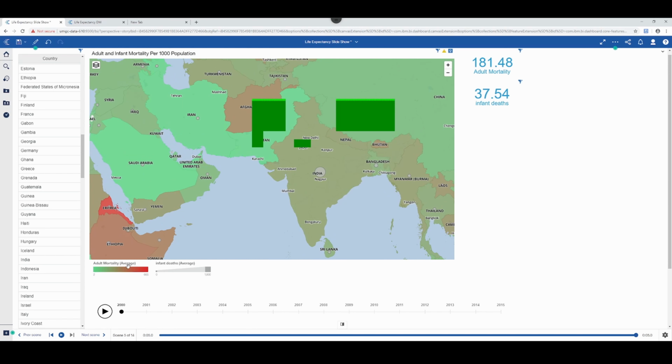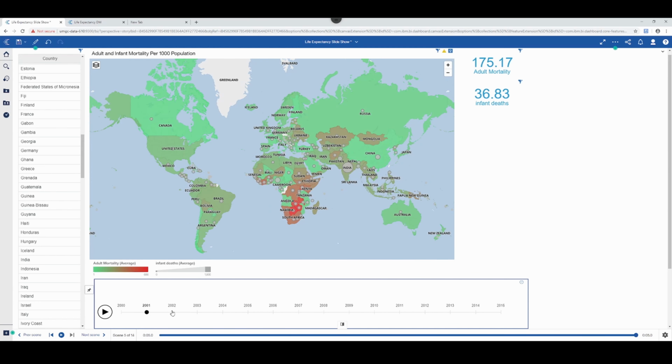And again, this is interactive, so we can click through the years and see how these change. You can see, for example, in 2002, Russia had a huge increase in adult mortality.